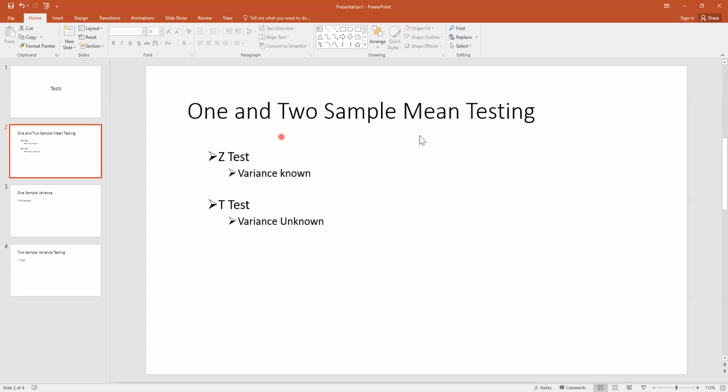Whenever we have one sample mean testing, we choose the z-test if the variance is known. And if the variance is unknown, then we choose the t-test for the one sample testing of mean. But whenever we have the two sample mean test, if the variances of both populations are known, or we have the information about the standard deviation or the variance of the population, then we choose the z-test for the equality of two means.